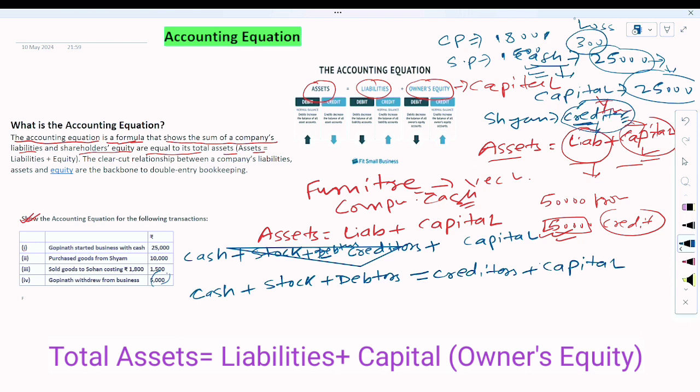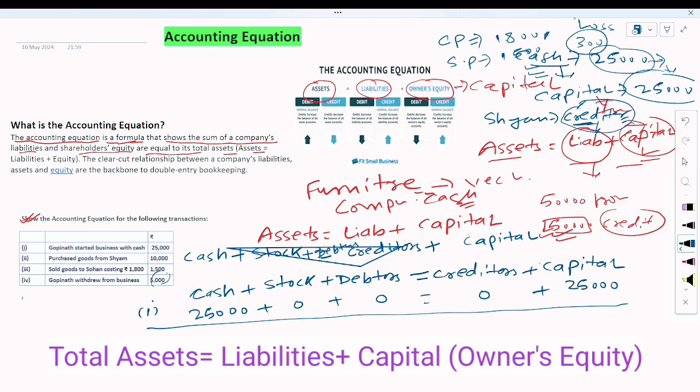Now we will solve transaction number one. Transaction number one is Gopinath started business with cash 25,000. It means Gopinath has 25,000 cash, stock balance 0, debtors 0, is equal to creditors 0, and this cash balance of 25,000 will be the capital of the business. Transaction number one is done.